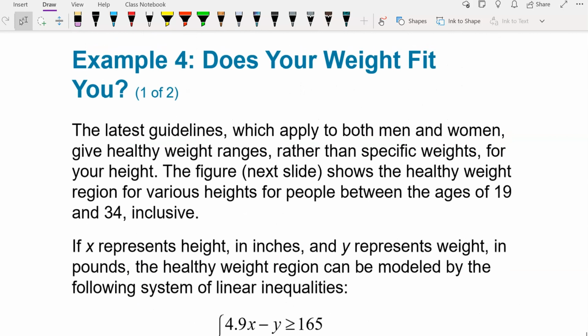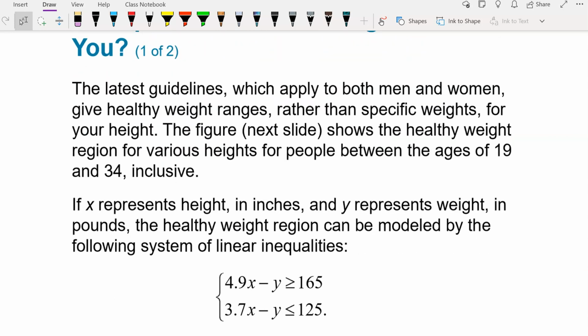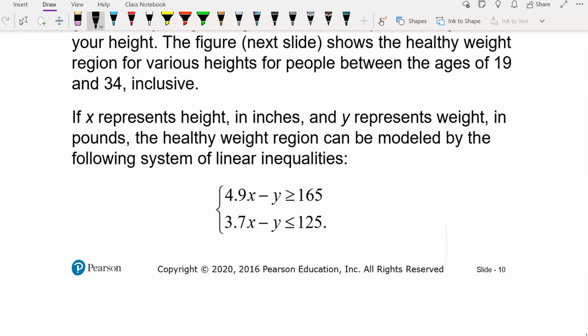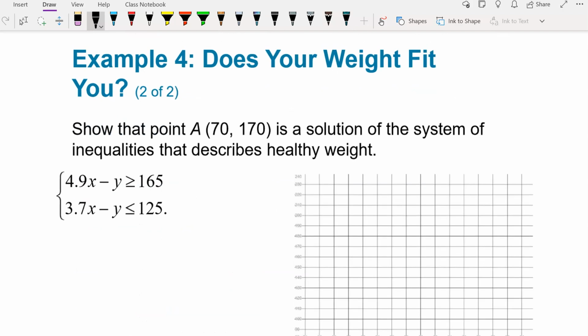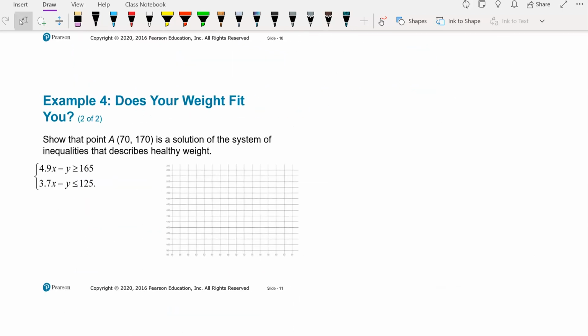This one says, the latest guidelines which apply to both men and women give healthy weight ranges rather than specific weights for your height. The figure in the next slide shows the healthy weight region for various heights for people between the ages of 19 and 34 inclusive. If x represents height in inches and y represents weight in pounds, the healthy weight region can be modeled by the following system of linear inequalities. So those two equations. Then it says, show that point A, (70, 170), is a solution of the system of inequalities that describes a healthy weight.